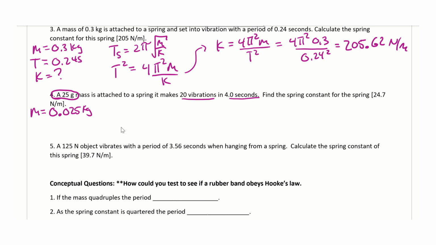The other thing we need to do is figure out what this is. Recall that we want to start by writing it as a fraction. So we have 20 vibrations in 4 seconds. And remember, we have to ask ourselves a question: where are the seconds? In this case, the seconds are on the bottom, indicating this is in fact a frequency.